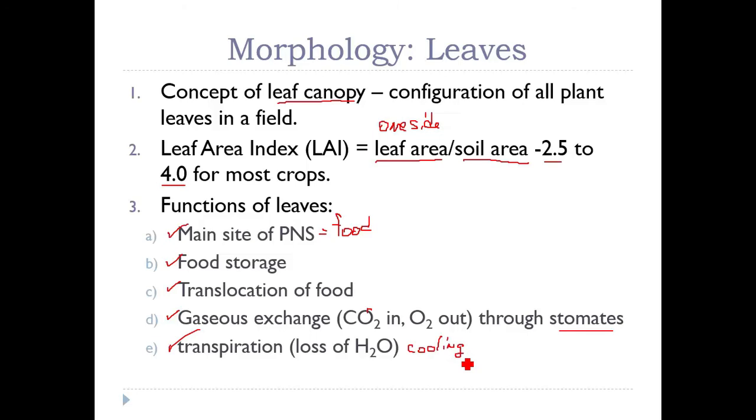Water loss, of course, is a major problem because plants need water, and when they lose water through the leaf, they need to take water up from the soil to replace it. That's why there is that constant need for water. We're going to discuss a little more about gaseous exchange and transpiration in our next session about plant metabolism.